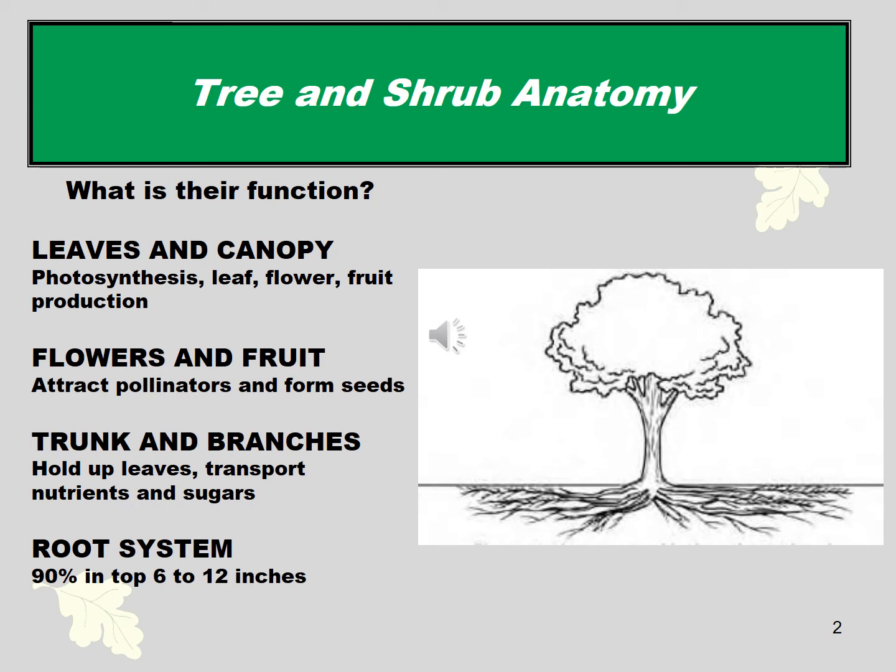Trunks and branches are to hold the leaves up, also to house the xylem and the phloem, which transport sugars, nutrients, and water. And of course the root system, and most of the root system is in the top 12 inches of the soil, and it involves the roots and the root hairs, which absorb nutrients and water and facilitate the decomposition of organic matter for nutrient uptake.